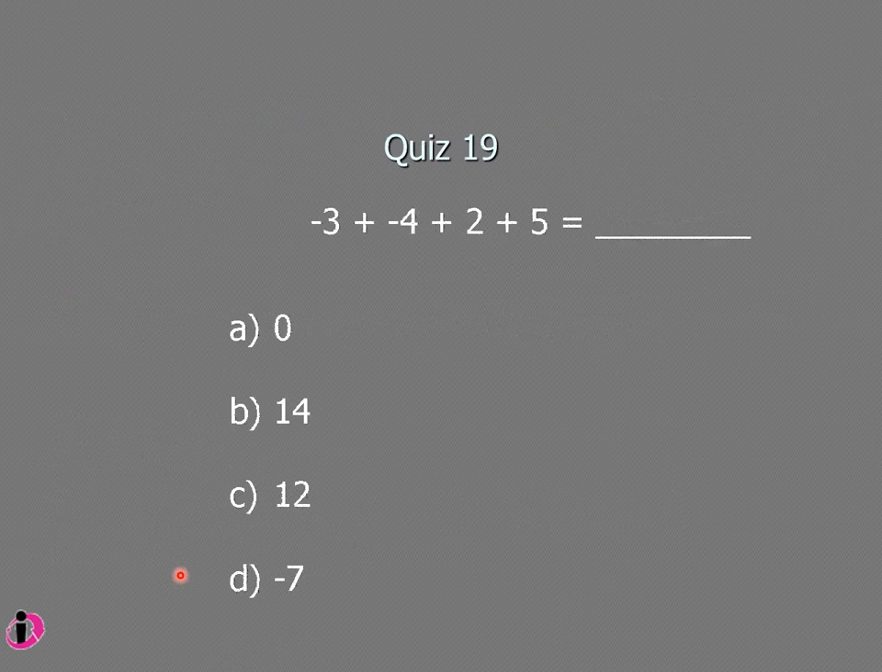Let's move on. Now let's check this example. Remember, we start from the left side, right? And we first look at these two. This will be what? Addition, right? Because both numbers have the same sign. As long as they have the same sign, we add, but we keep the sign. So negative 3 plus negative 4 will be negative 7. Then it will be negative 7 plus 2 plus 5.